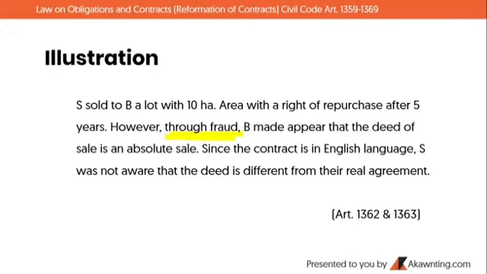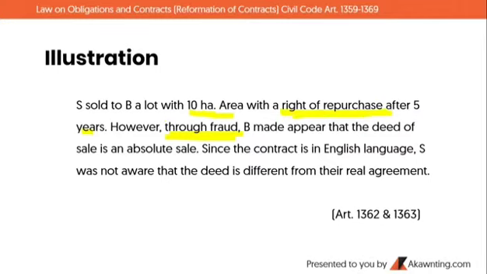Okay? So pwedeng maging fraud ang reason kung bakit hindi nagkakaroon ng tamang conformity yung written instrument to the true intentions of the parties. Okay, so for example, S sold to B a lot with 10 hectare area with a right of repurchase after 5 years. Okay, so meron daw siyang right of repurchase.